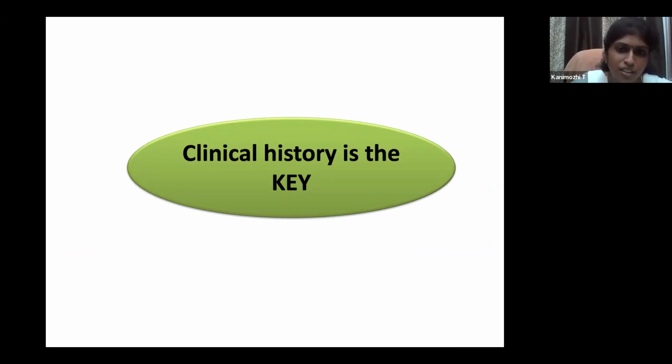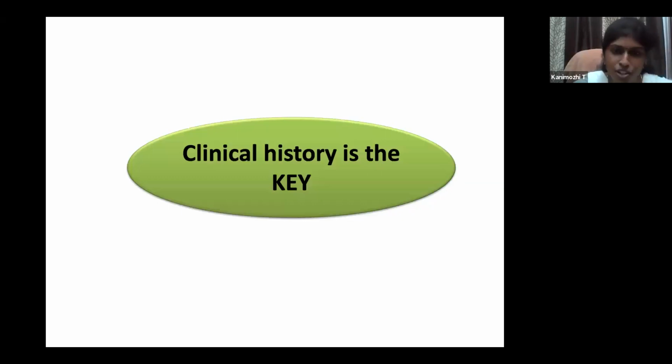Even if the one who has witnessed is a teacher or someone else, we should make an effort to make a call to them and find the actual event that preceded the seizure, during the seizure, and immediately after the seizure. So clinical history is the key. So for diagnosis of seizure, it's only based on history.